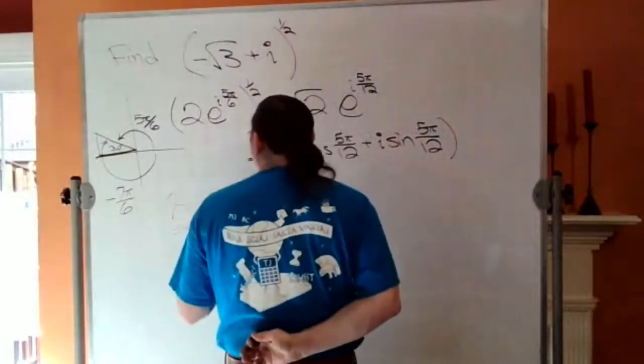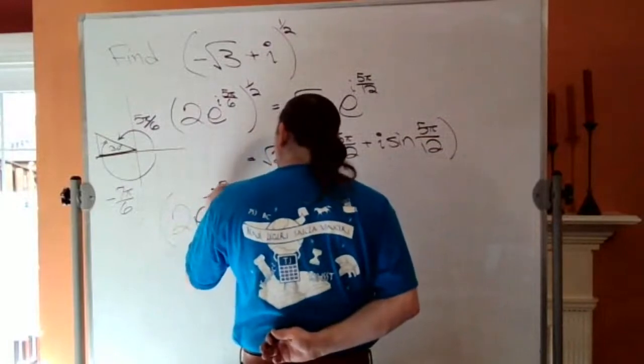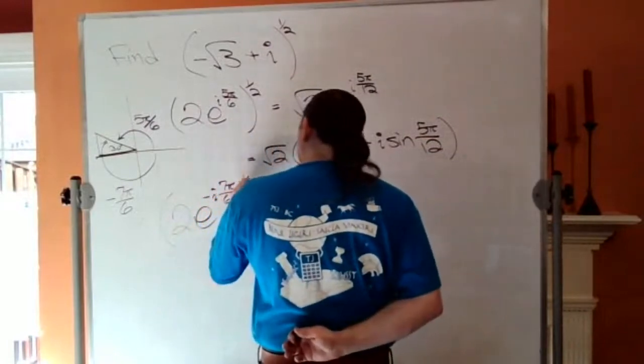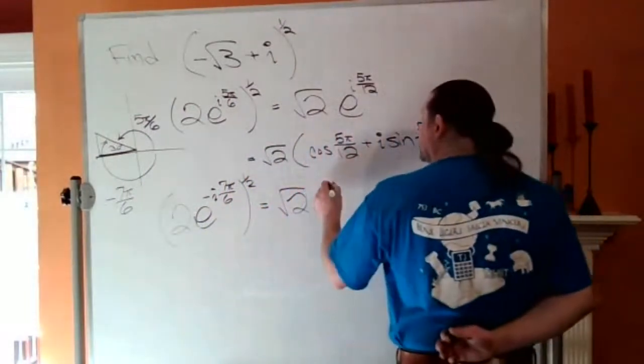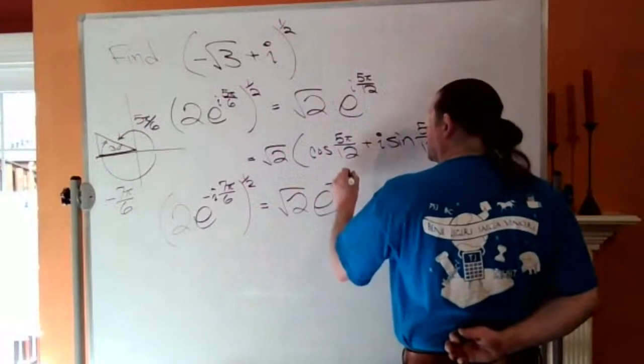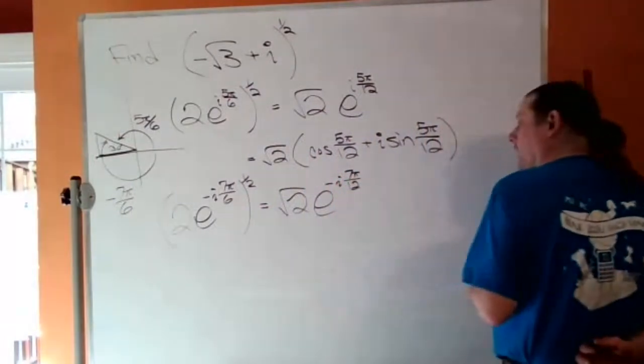Well, it's the same modulus, (e to the minus i 7 pi over 6) to the 1/2, square root of 2, e to the minus i, and then it's going to be 7 pi over 12.